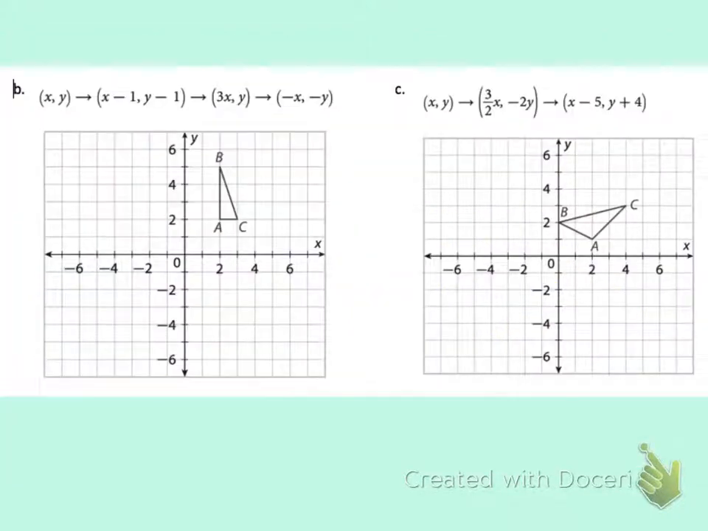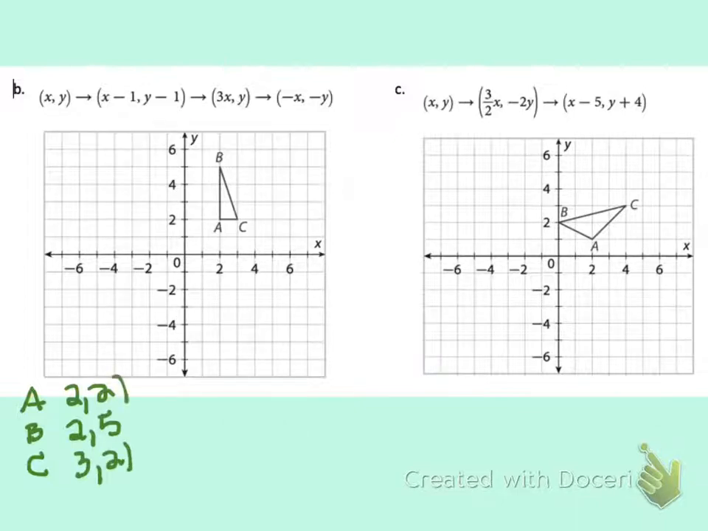So this next one has 4 transformations that they want us to apply. And so I'm going to first look at my coordinates. I'll list them down here. A is at 2, 2. B is at 2, 5. And C is at 3, 2. There's my original coordinates, and then I'm going to apply these transformations.